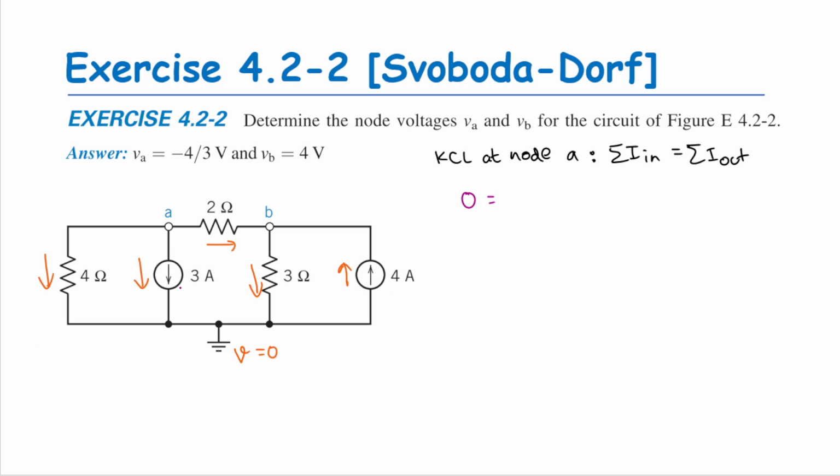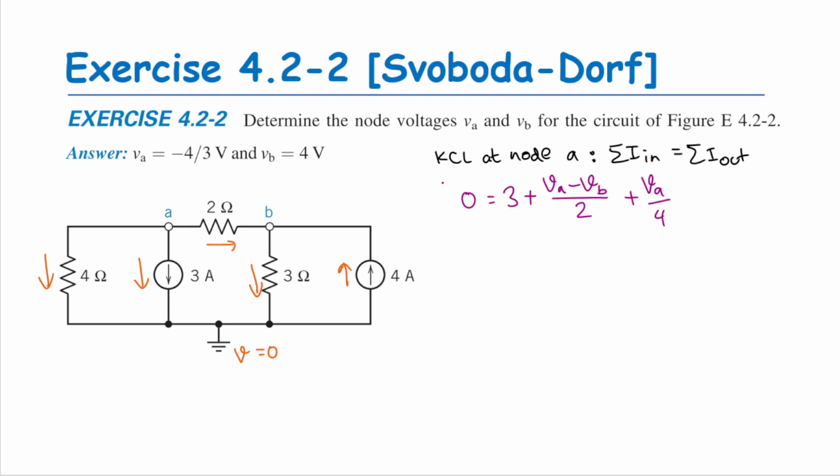But then this current is going out, which is 3 ampere. So we'll have 3, and then plus this current here, which is VA minus VB divided by 2. And then another current is here, which is VA minus 0, which is VA divided by 4. So we'll have VA divided by 4.